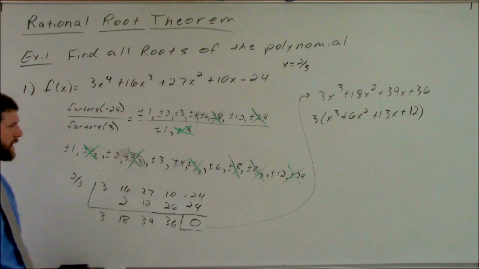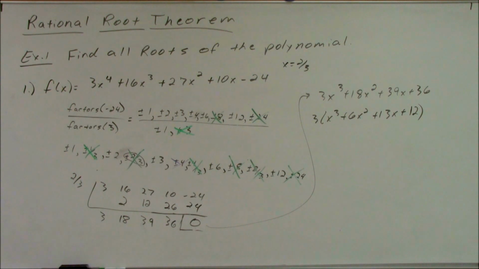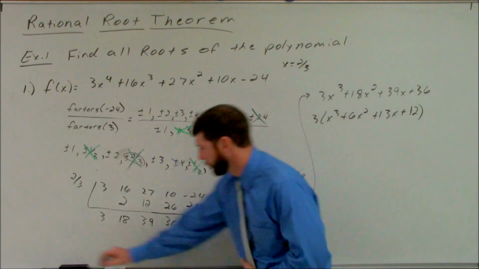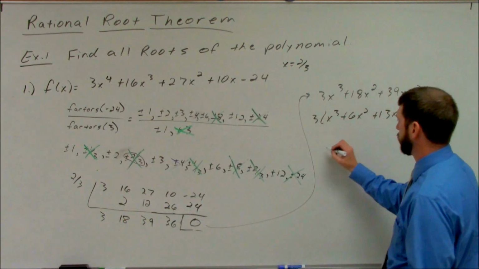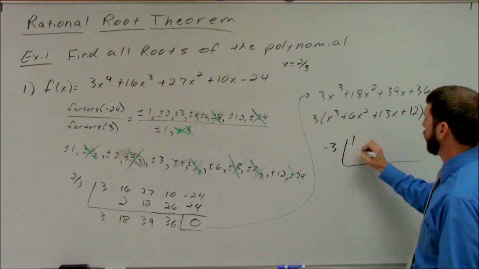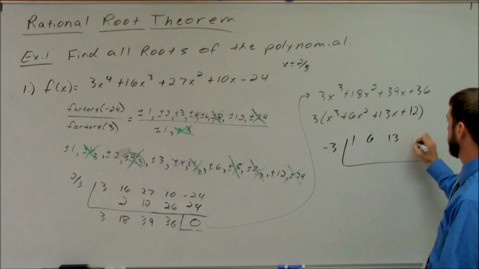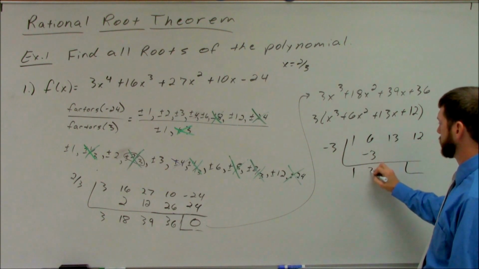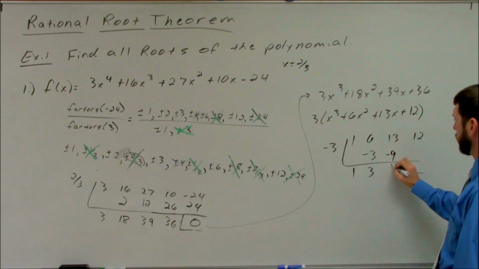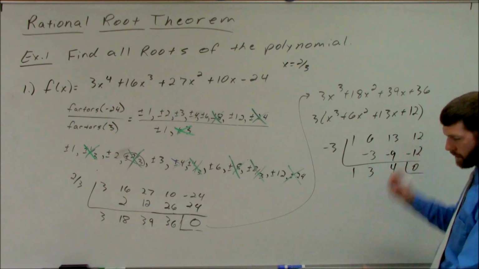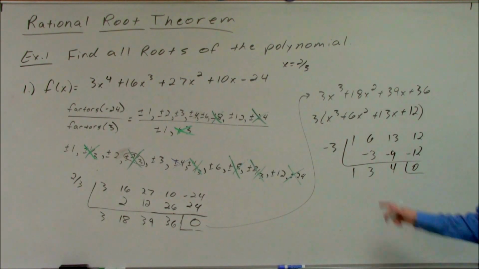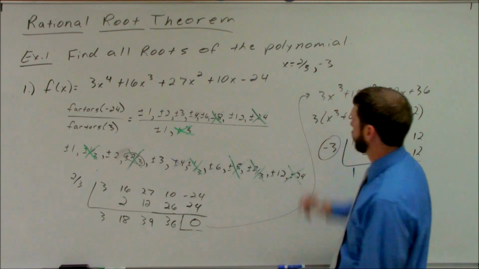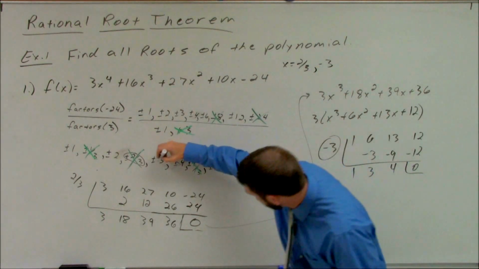Go through and test. I believe it is -3. Yeah, so we'll just jump to it to not waste your time. So -3 should work. So -3, 1x cubed, 6x squared, 13x plus 12. Bring down the 1, multiply by -3, gives us 3. Then -9 gives us 4. -12 gives us a remainder of 0. That tells me that -3 works.